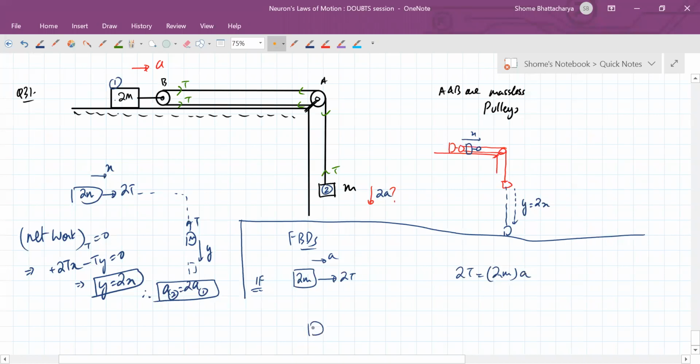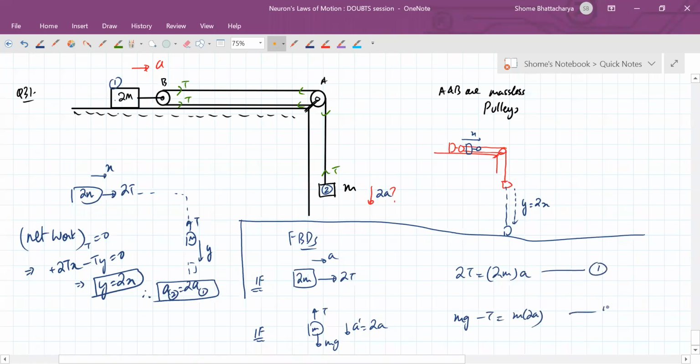And for the block of mass M, its acceleration is 2A. Again, this is also an inertial frame. This one has an acceleration A prime, let's say, of 2A. So we have mg minus T is equal to m into 2A.